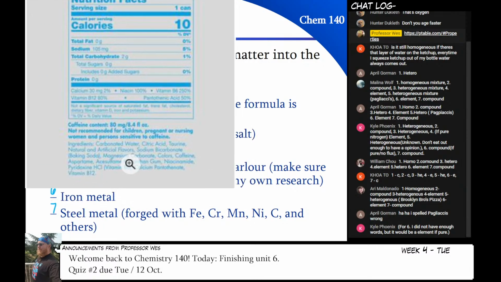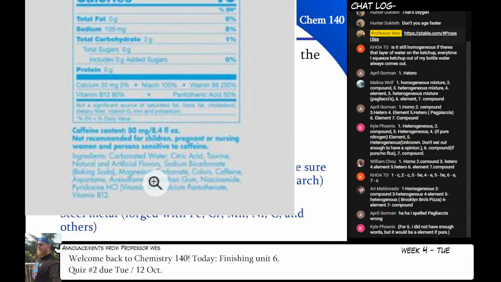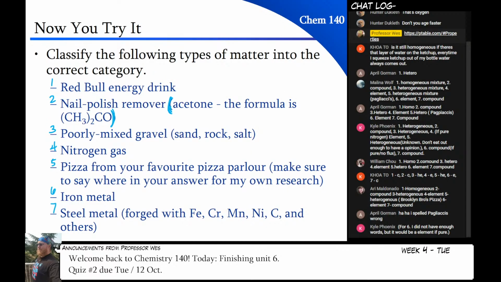And you can see down at the bottom where it says ingredients. If there's more than one ingredient, it has to be a mixture by definition, right? So, if you aren't sure of something and it's a substance that's generally for human consumption, consult the ingredients. And then that'll tell you right away. So, this must be some sort of mixture.